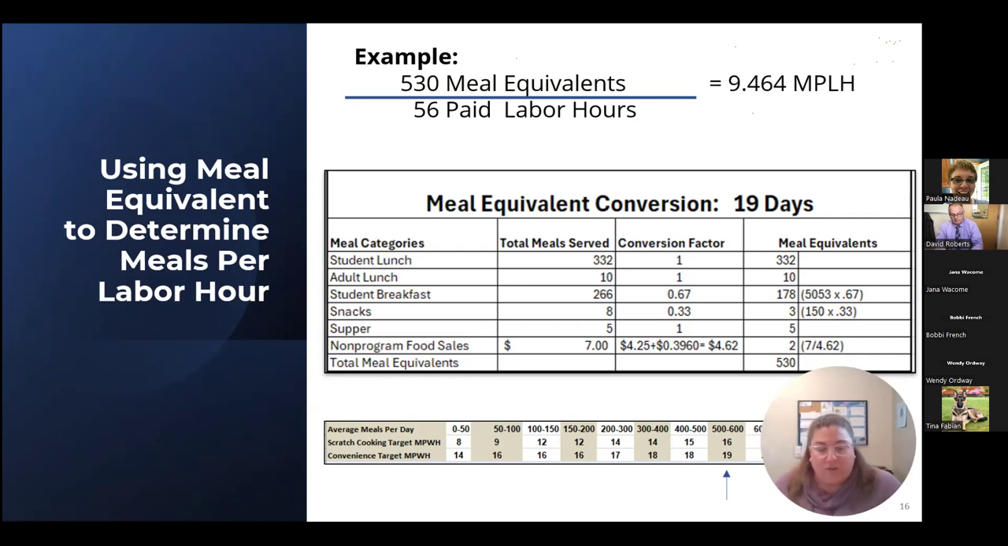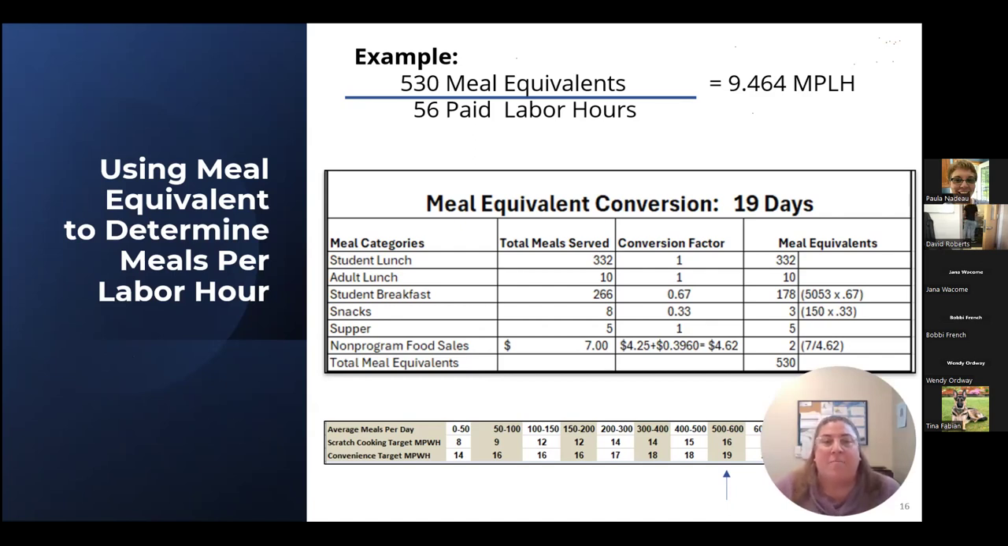So you're going to calculate the current total hours of labor paid daily in the program. Again, that was 56. You're going to calculate the average number of meal equivalents served daily, and that's the 530 that we have here. Then you do the calculation, 530 divided by 56, and your answer is 9. The chart at the bottom, for the 530 meal equivalents, tells us that for average meals per day of 530, the scratch cooking target is 16 and the convenience target is 19.